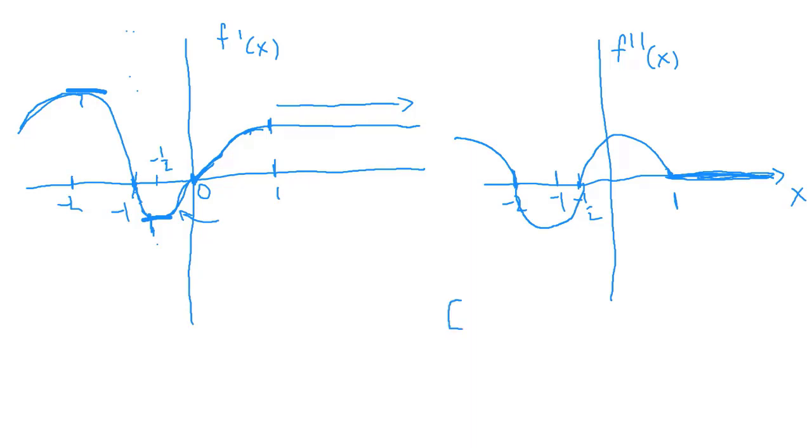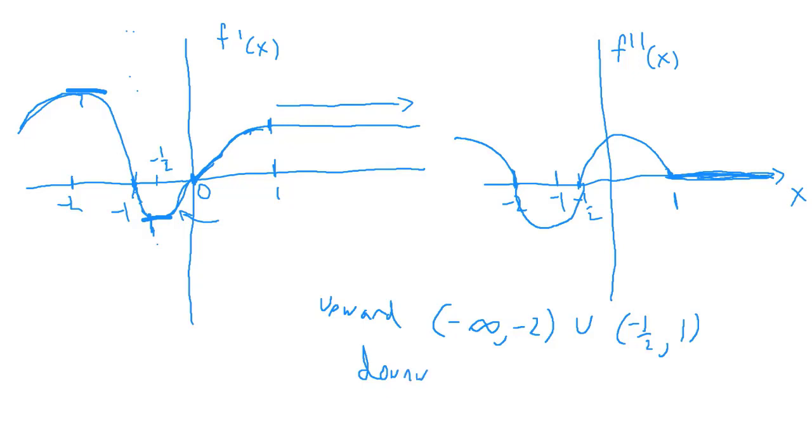So we can say, sorry, I can't use close brackets here. Say open brackets, negative infinity, negative 2, union, negative 1/2, 1. That's our upward. Then our downward is negative 2 to negative 1/2.